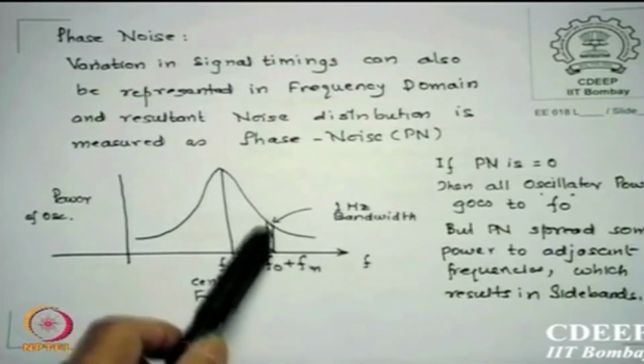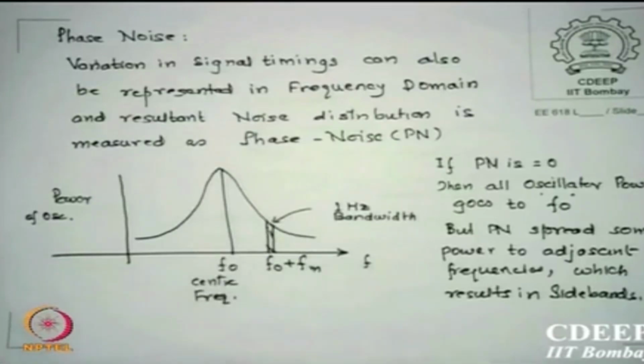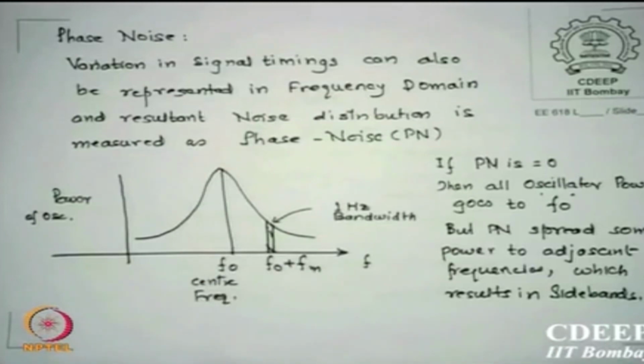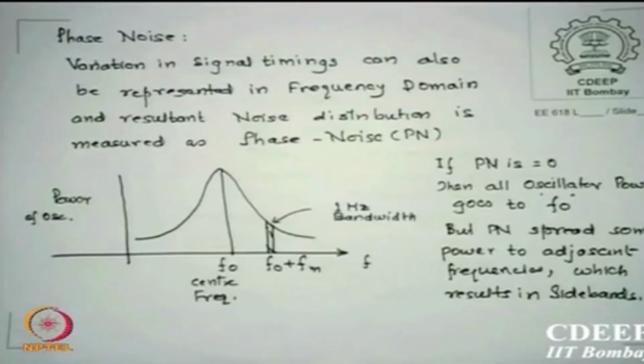You can see what I do is at this frequency, f0 plus fm, here I take a bandwidth of 1 hertz and figure out what is the power density there, and then take the ratio of that to the total power of the carrier. The ratio of the two is called phase noise.